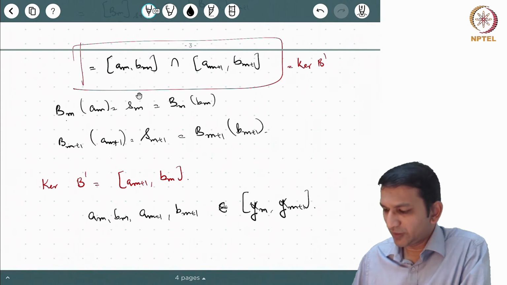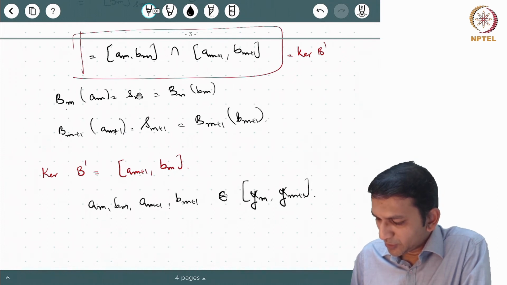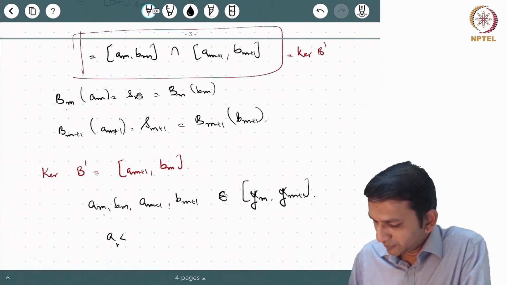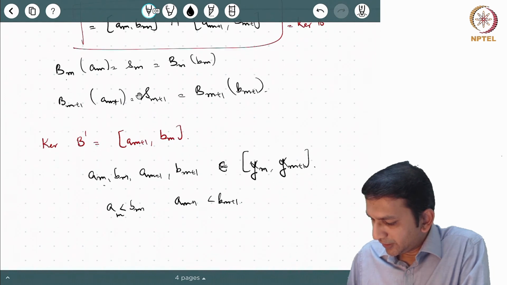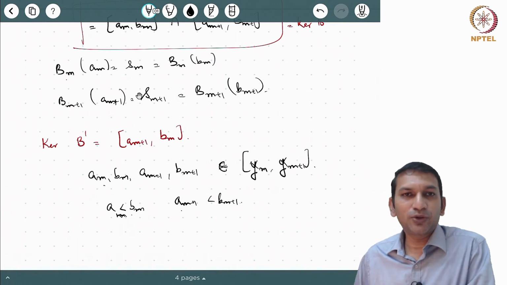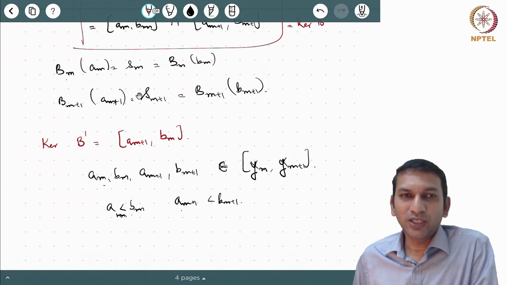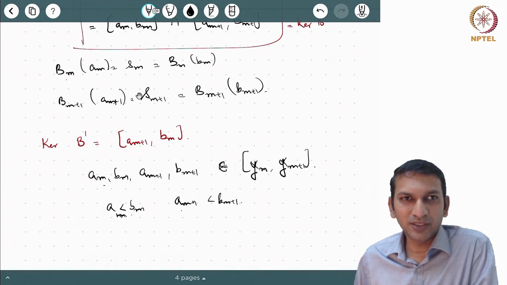Ym plus 1, because we are looking at fuzzy sets on Y. Now that means it is clear that Am is smaller than Bm and Am plus 1 is smaller than Bm plus 1. If we can show that Am plus 1 is smaller than Bm, then clearly, because these are intervals, we are looking at convex fuzzy sets. So that's why every alpha cut is an interval on R, because that's what we are considering as the domain. X is a subset of R.